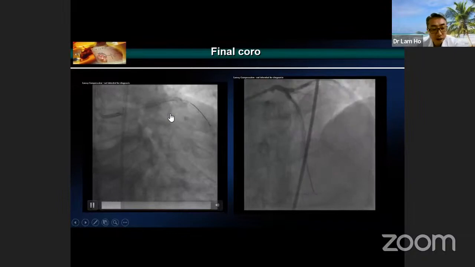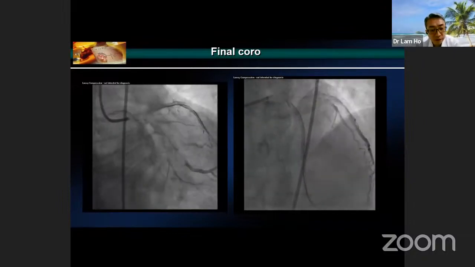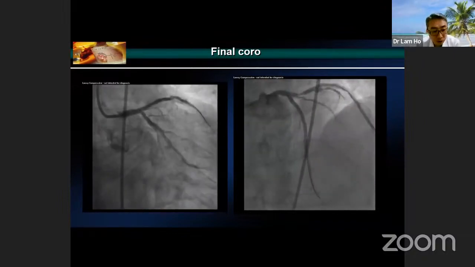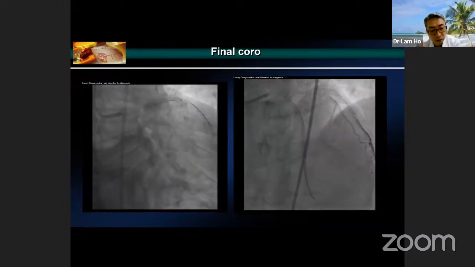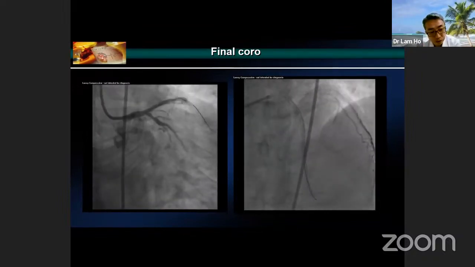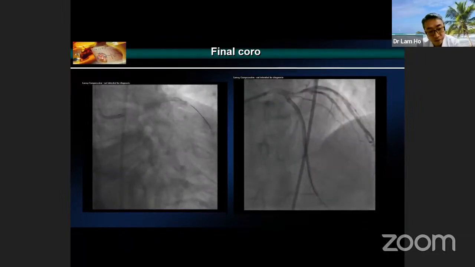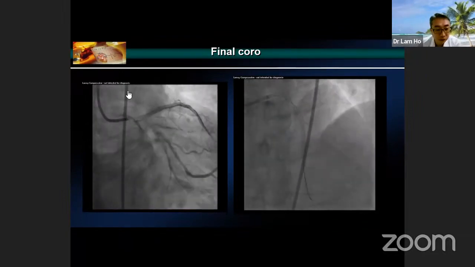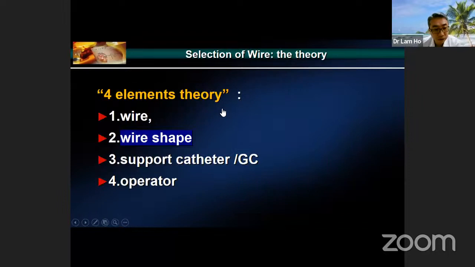So this case just demonstrates to you that it's not just strong wire puncture and then step down. Sometimes you have to use a soft wire first and then step up. All depends on the situation. So we have talked about cases to illustrate the wire and the use of different supporting catheters.